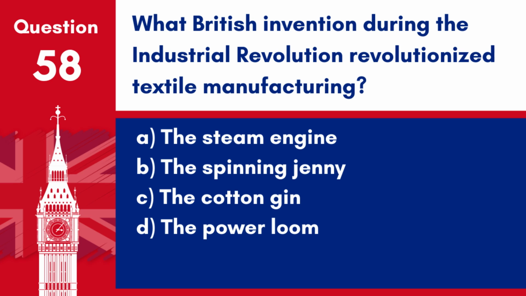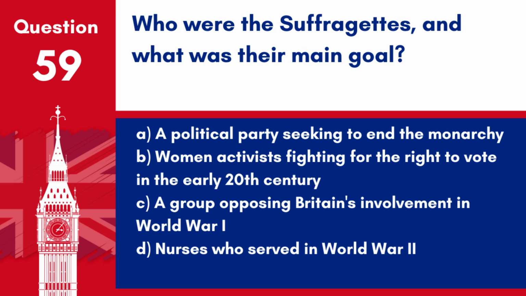A. The steam engine. B. The spinning jenny. C. The cotton gin. D. The power loom. Answer. B. The spinning jenny. Invented by James Hargreaves, the spinning jenny greatly increased the efficiency of textile production. Question 59. Who were the suffragettes and what was their main goal?